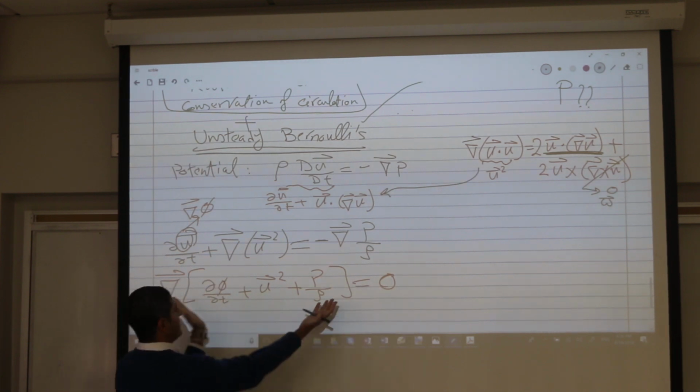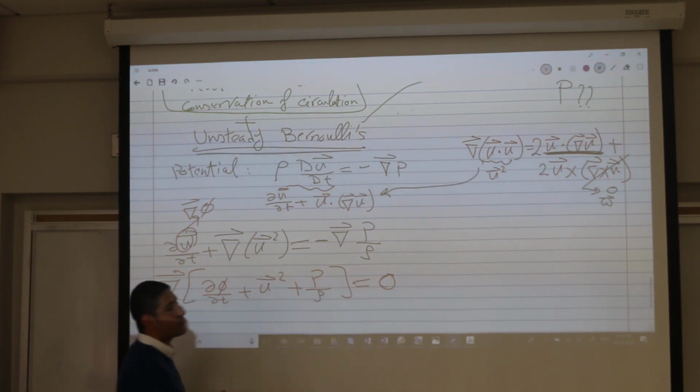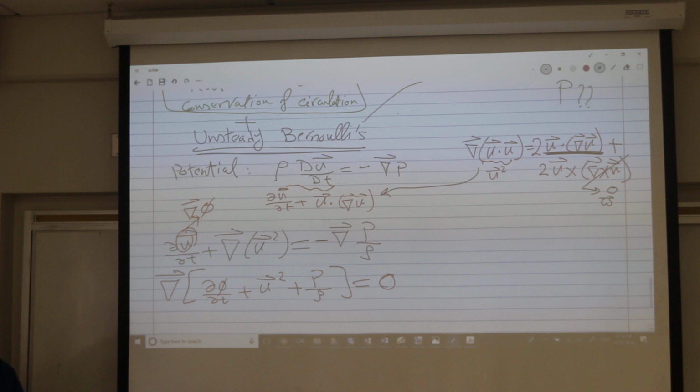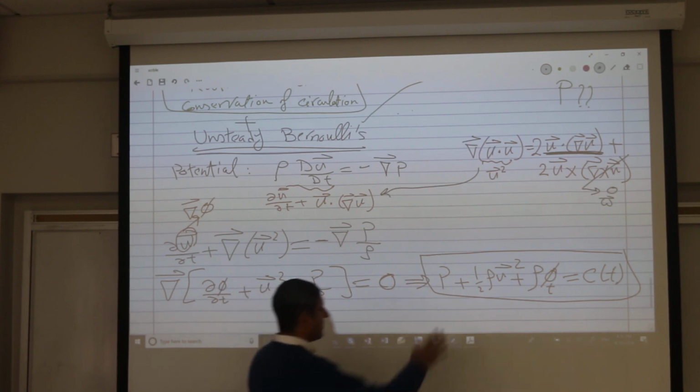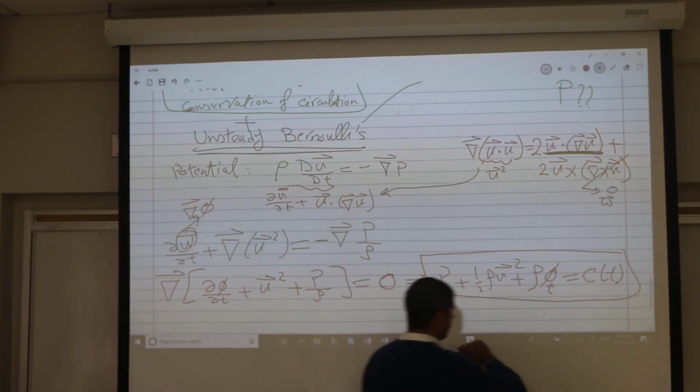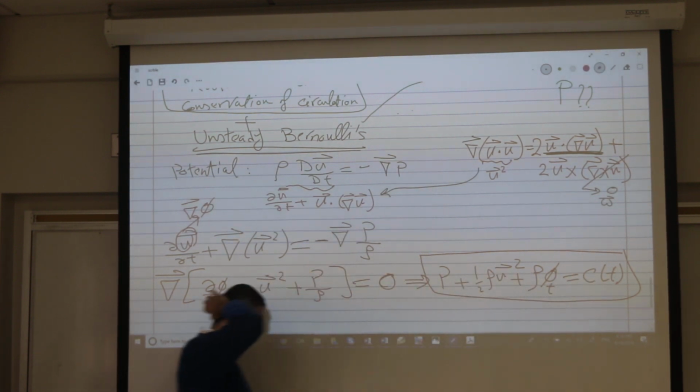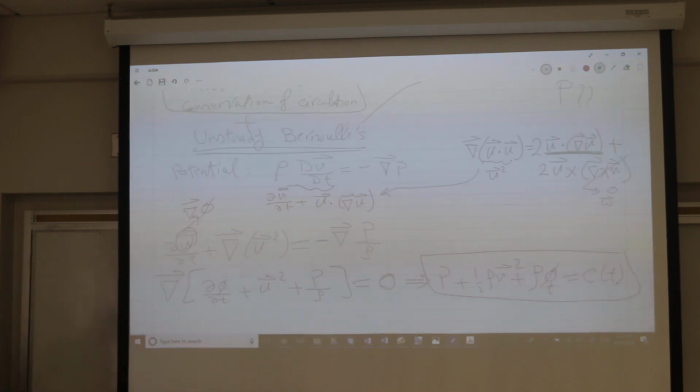So the derivative with respect to space is 0, which means this thing doesn't change with space. It's constant everywhere. So p plus 1/2 rho u squared plus rho partial phi partial t is constant with respect to space. It might be a function of time. This is the unsteady Bernoulli. The version that you know in undergrad is p plus 1/2 rho u squared equals constant. If it's unsteady, you need to add the acceleration term here.